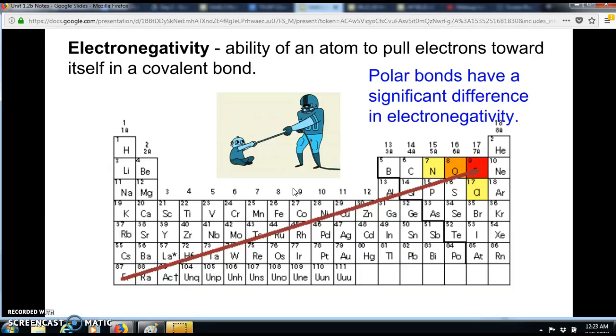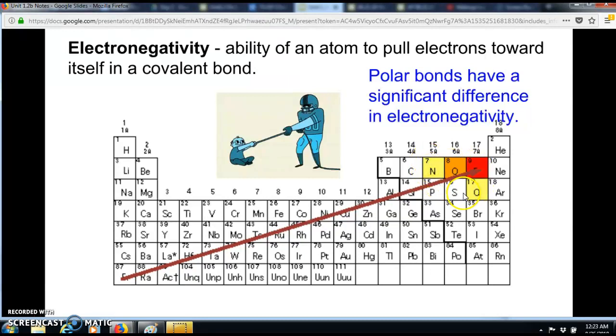So I'm throwing around this word electronegativity. Remember that electronegativity is the ability of an atom to pull electrons toward itself in a covalent bond. So you can sort of think of it as a tug of war. Atoms in covalent bonds share electrons. And if you have a very electronegative atom, it wants to pull the electrons more toward it than a non-electronegative atom. In the periodic table, you notice that fluorine is the most electronegative, followed by oxygen, and nitrogen and chlorine are about the same.